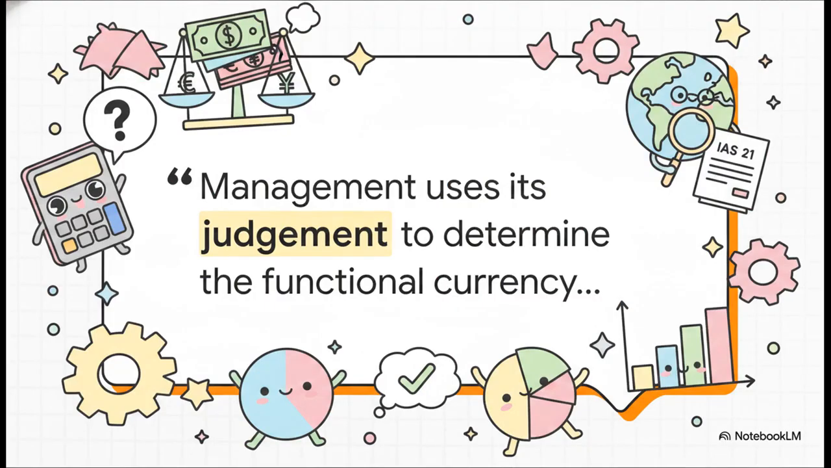The standard actually gives us a really important underlying philosophy for this. It empowers management to use their own judgment to pick the currency that most faithfully represents the real economic effects of their transactions. So if the signs are pointing in a few different directions, it all comes down to economic reality. We're prioritizing real substance over arbitrary legal forms.